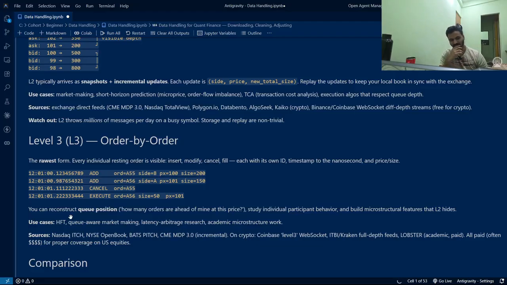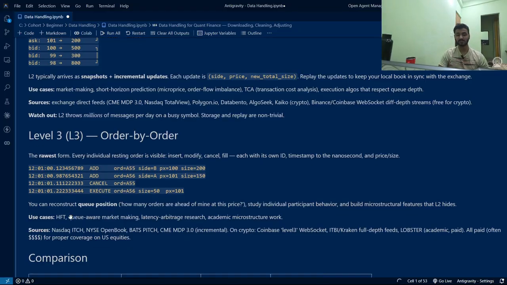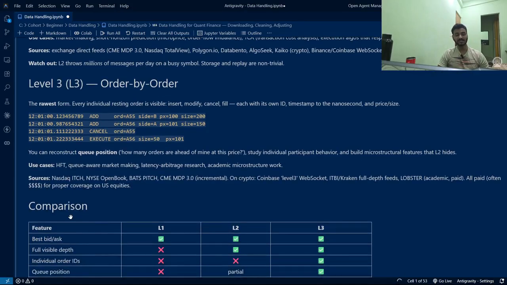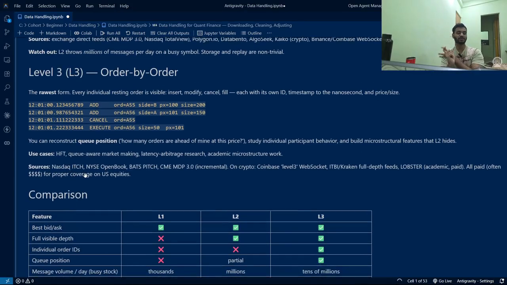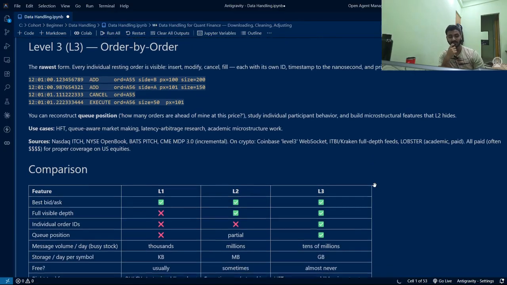And you can reconstruct queue position using this. Basically, how many orders are placed ahead of mine, study individual retail participant behavior, microstructural features. It's used for HFT, queue-aware market making, latency arbitrage, research, academic work. The sources are Nasdaq, NYSE OpenBook, BATS PITCH, CME MDP 3.0. Crypto, you've got your Coinbase, dYdX, Kraken, LOBSTER for academic. But everything in L3 is paid, right?